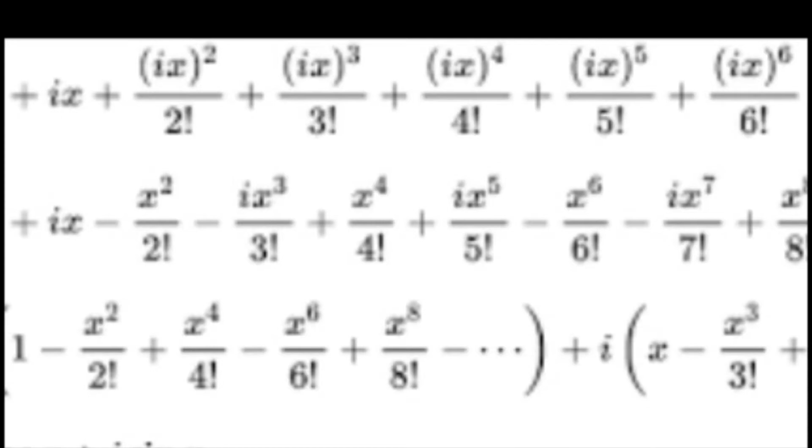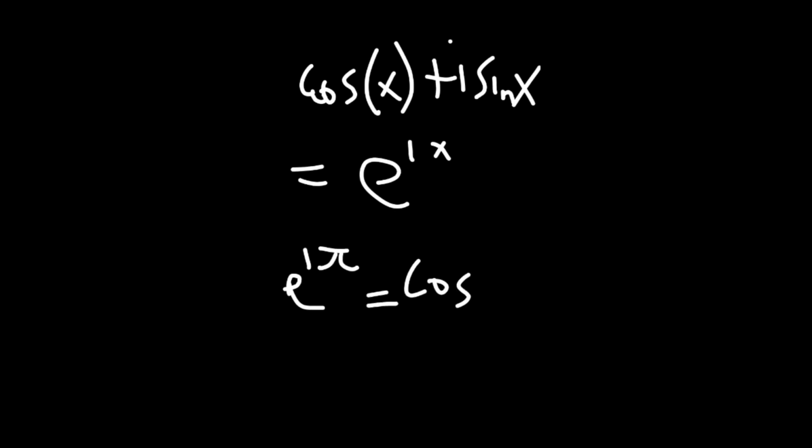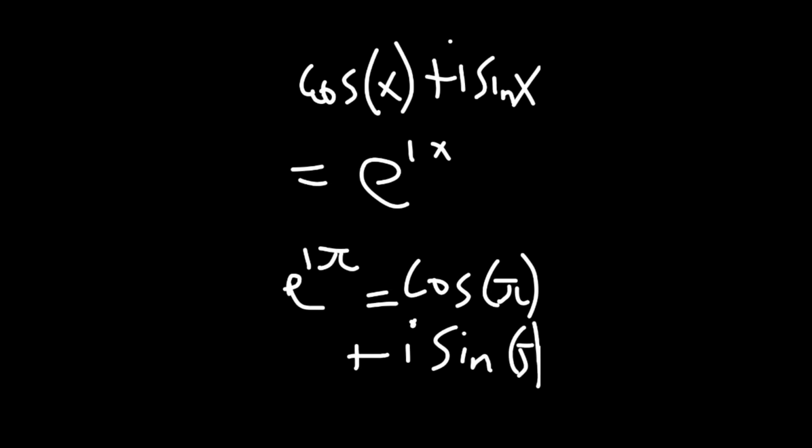Euler's identity was just derived by replacing x with pi. So the formula is giving us cosine of x plus i sine of x, and this is equal to e raised to the power ix. Now let's replace x with pi, which is 180 degrees in radians. That gives us e raised to the power i pi is equal to cosine of pi plus i sine of pi.